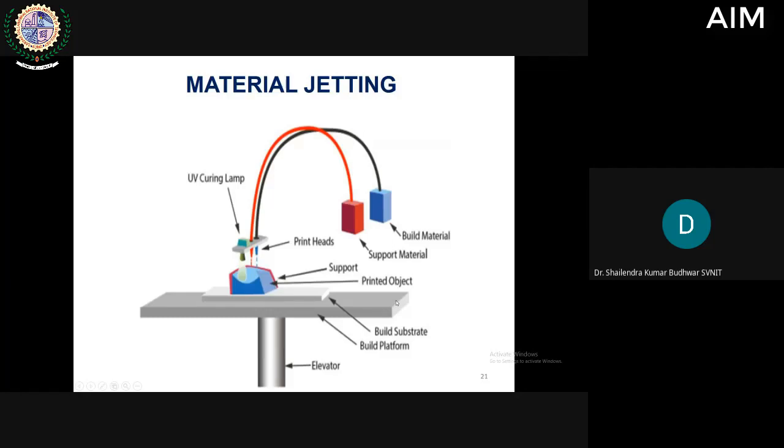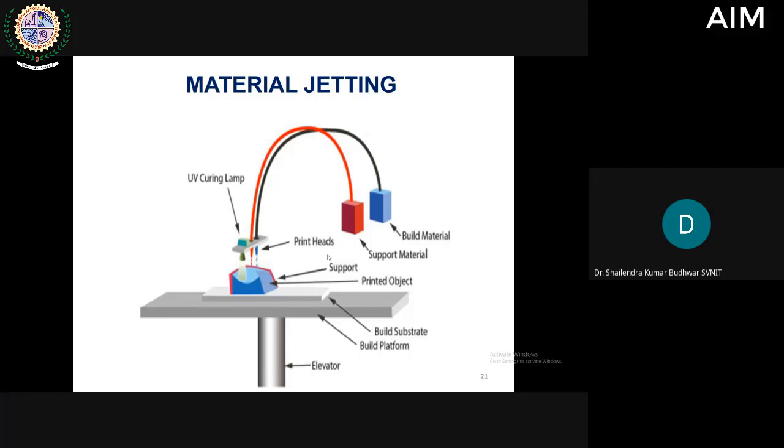Next technique is material jetting. Material jetting is an additive manufacturing process that operates in a similar fashion to 2D printers. In material jetting, a print head, similar to the print head used for a standard inkjet printer, dispenses droplets of a photosensitive material that solidifies under ultraviolet light, building a part layer by layer.